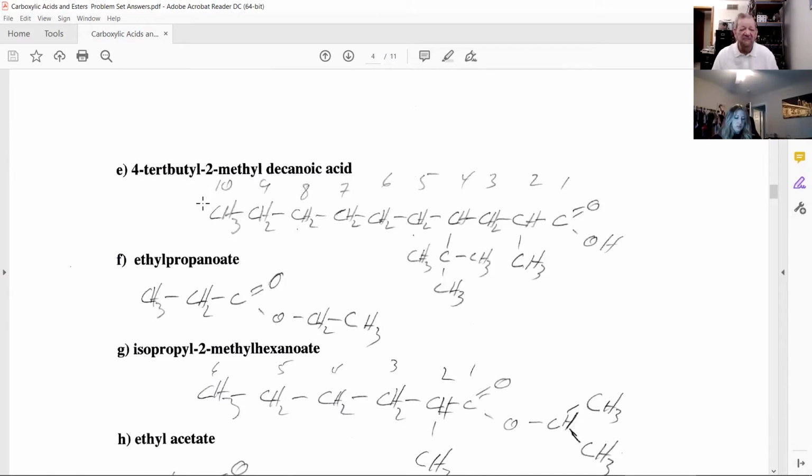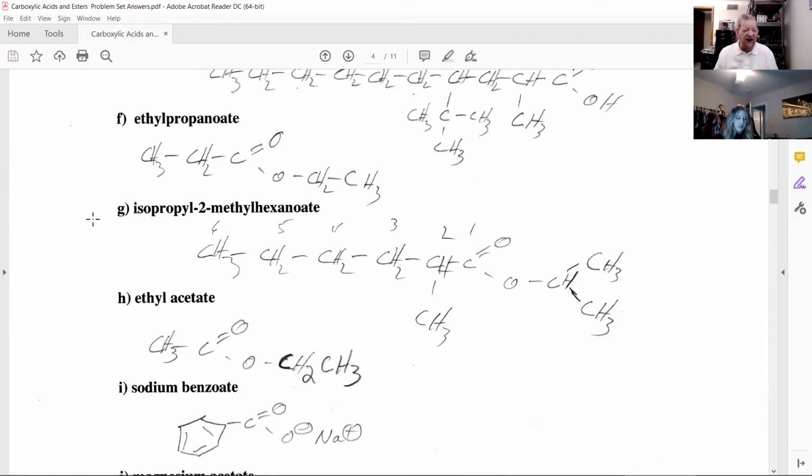And E is made a little more complex. Again, start at the right, move left. Decanoic acid, a carboxylic acid. If it's an E, drop the OIC in acid: decane, 10 carbons, including the carbonyl carbon. And carbon two is a methyl. Remember, the carbonyl carbon is one. And on carbon four, one of my favorite alkyl groups, the T or tert-butyl group.